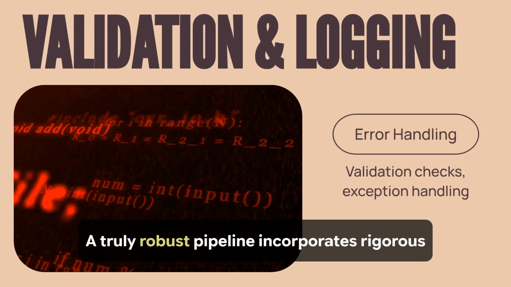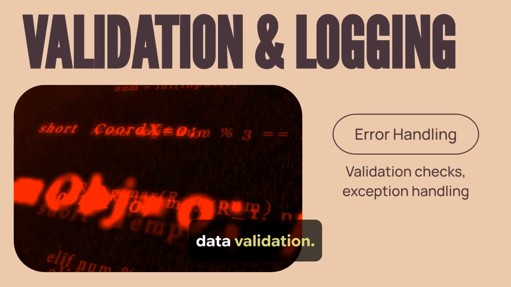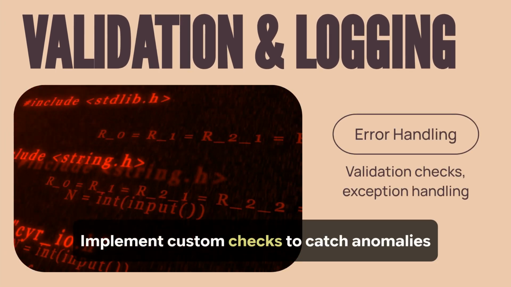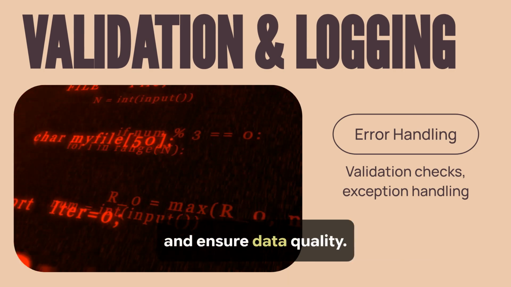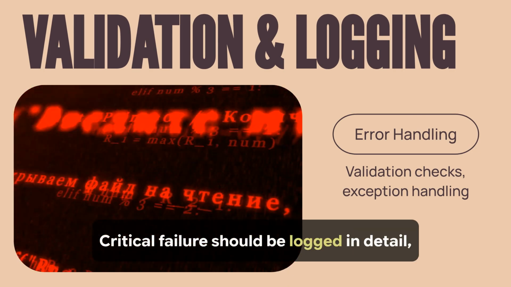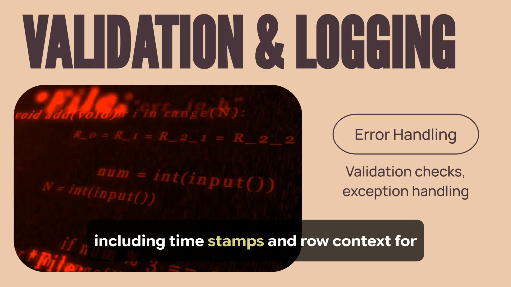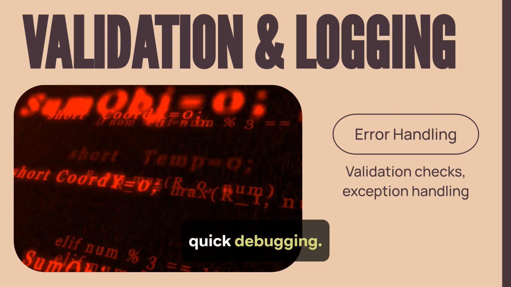A truly robust pipeline incorporates rigorous data validation. Implement custom checks to catch anomalies and ensure data quality. Critical failures should be logged in detail, including timestamps and row context for quick debugging.